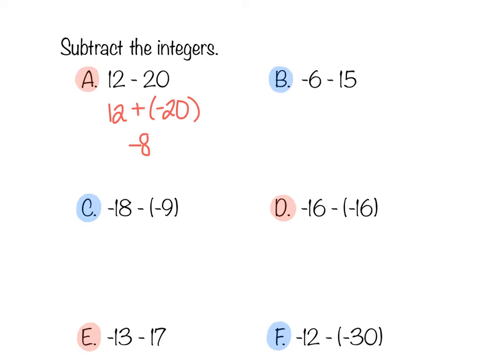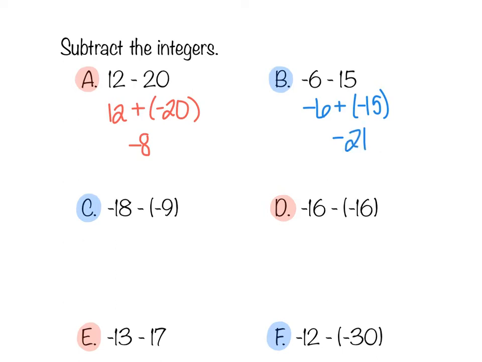For example B, we can rewrite that as negative 6, and then we're going to change it to plus, and we're going to take the opposite of 15, which is negative 15. And we have same signs, so we're going to keep the sign and add to get negative 21.